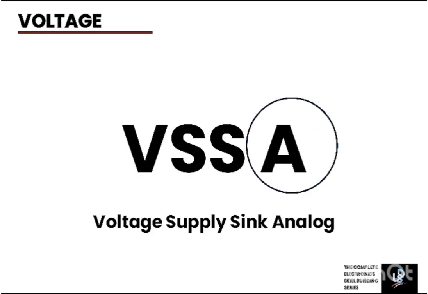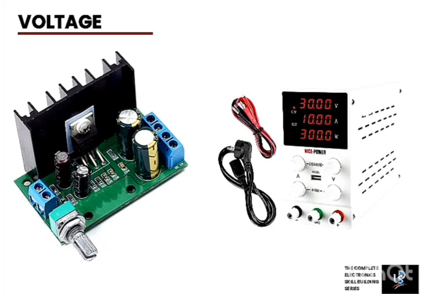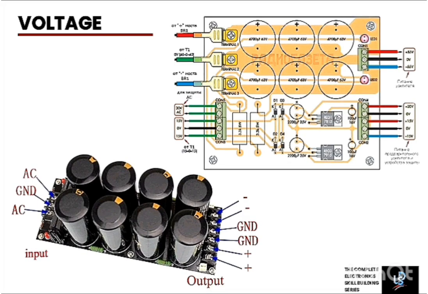VSS is an abbreviation for voltage supply zinc, but when there is an A added to it, it becomes voltage supply zinc analog. This simply means you are dealing with an analog circuit. Examples: audio amplifier circuits, power supply circuits, and filter circuits.